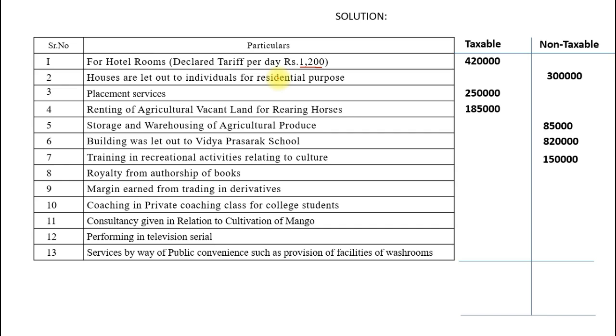Royalty from authorship of books. Now if you have written some book and if you're going to publish it, you're going to get some royalty on it. It is a commercial activity, the amount will be taxable.